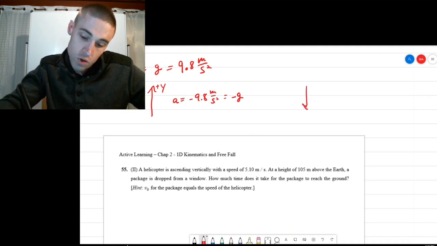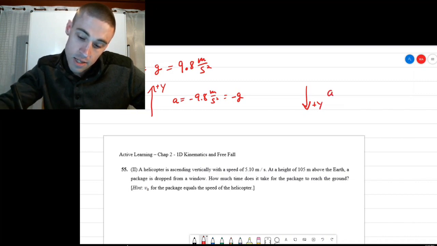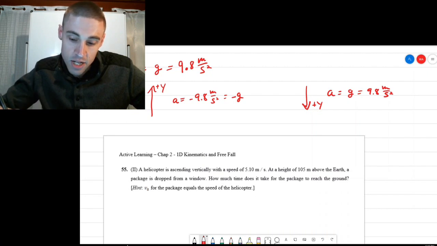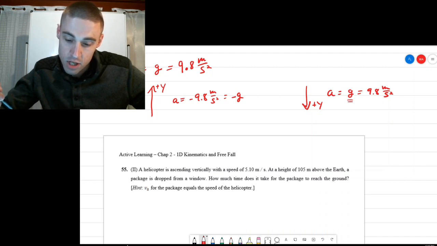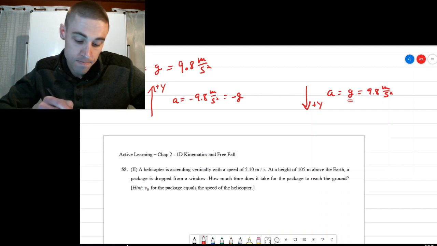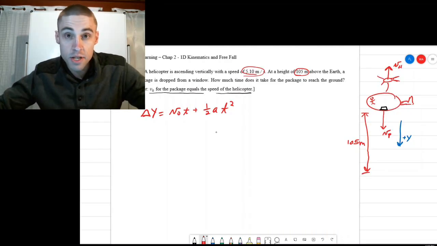If you choose your coordinate system where y is pointing down, that's where positive y is, then the acceleration is just positive g, or 9.8 meters per second squared. So any constant of nature that I give you will always be a positive quantity. Whether or not the acceleration is positive g or minus g just depends on which way you've set up your coordinate system. Let's apply this to a particular problem.